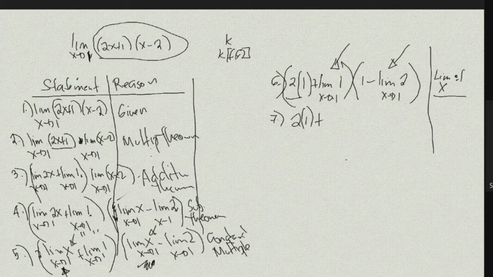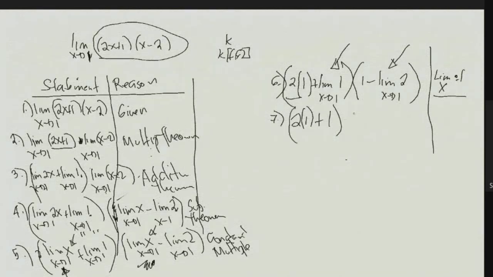The limit of 1 as x approaches 1 is equal to? 1. Okay? The limit of a constant is equal to the constant itself. Yun yung ibig sabihin ni 1 minus the limit of 2 as x approaches 1 is equal to? 2. 1 minus 2.